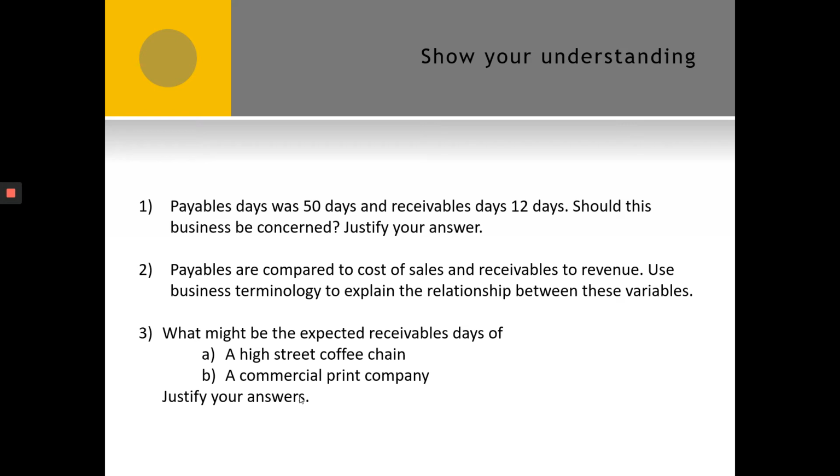And finally, question number 3. What might be the expected receivable days of a high street coffee chain? So for this, it would be something like Costa Coffee. If you go into Costa Coffee and buy a cup of coffee and a brownie, are you going to pay immediately, or are you going to say to the barista, right, okay, I'll pay you in 2 weeks' time?